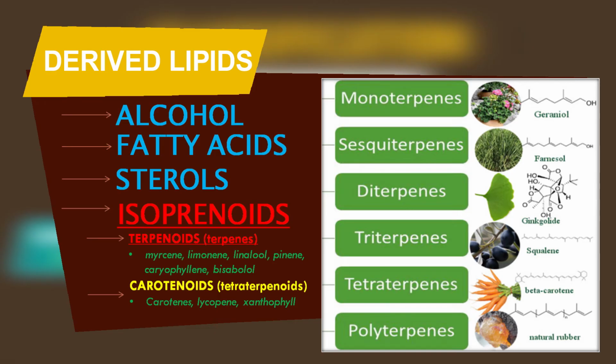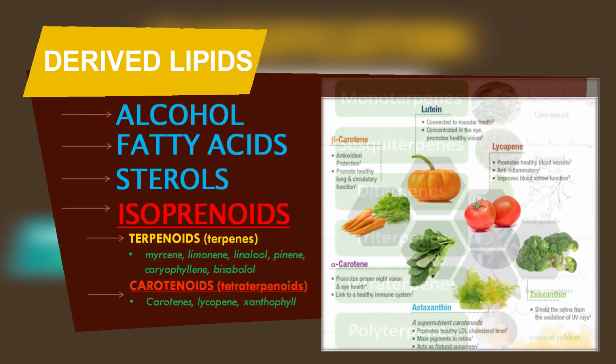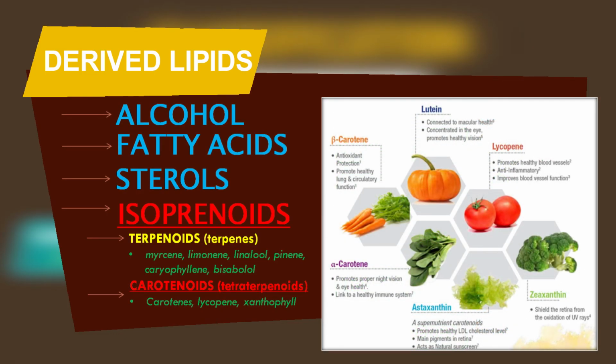Both terpenoids and carotenoids are organic pigments. Terpenes are widely used as fragrances and flavors in consumer products such as perfumes, cosmetics, and cleaning products, as well as food and drink products. Moreover, terpenoids give violets and roses their scents and are found in turpentine and rubber. Carotenoids or tetrapenoids are yellow, orange, and red organic pigments produced by plants, algae, and several bacteria and fungi.